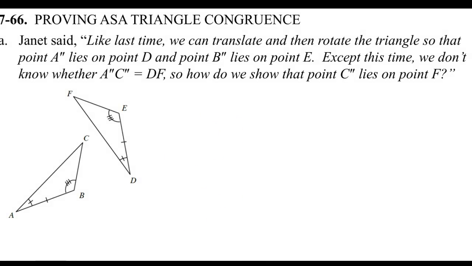Well, we can translate and then rotate. Okay, and she says rotate on point D. Rotate the triangle so that point A lies on point D. We've got to rotate so that these match up. Okay, and point B lines up on point E, right? Except this time we don't know whether AC is equal to DF. So how do we show that point C, this one, is on point F?